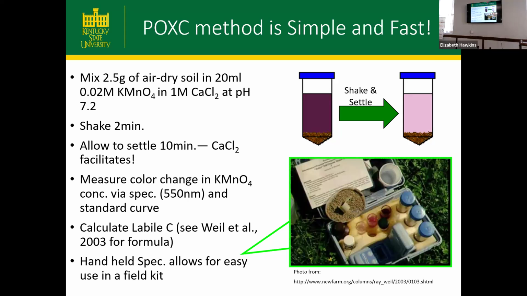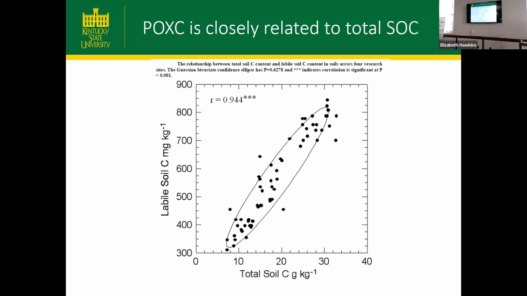Two minutes of shake, 10 minutes of settling with calcium chloride. The calcium chloride reacts with the soil particles and allows them to settle out. You don't even need a centrifuge to do this. Again, you're measuring that color change. This test has been very closely associated with labile carbon. This is some work I did with Ray Weil at Maryland, and you've got a 0.94 correlation with total carbon. So this is what the soil testing lab will give you, and we're 94% correlated with the labile carbon test.